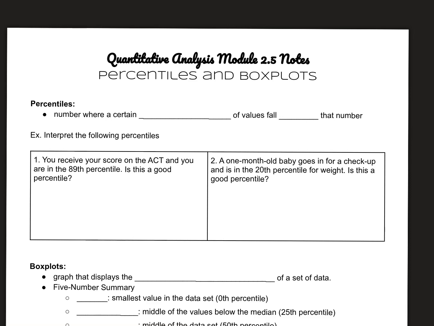So in Module 2.5, we're going to take a look at the last type of graph used for data, which are box plots. So first we're going to review percentiles, and then we're going to talk about box plots.